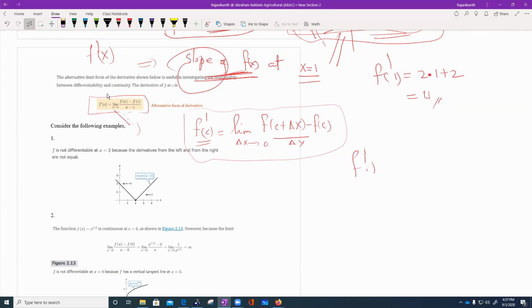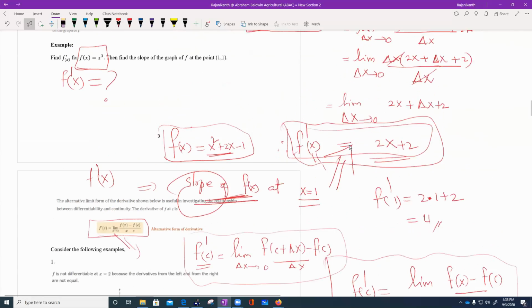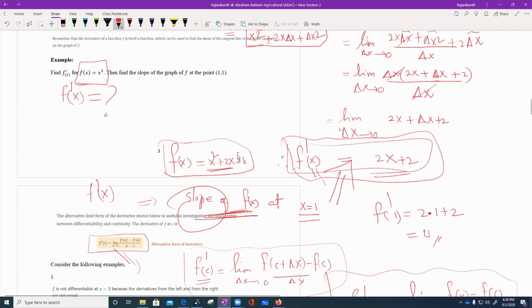The other version of finding the slope at the given point c is simply to find the limit as x goes to c of f(x) minus f(c) over x minus c. Okay, this is another way. So this is a very good formula to find the slope at a particular point, right? Suppose you look at the previous problem we just worked. Remember this problem, we got the slope at 1, which is 4, right?